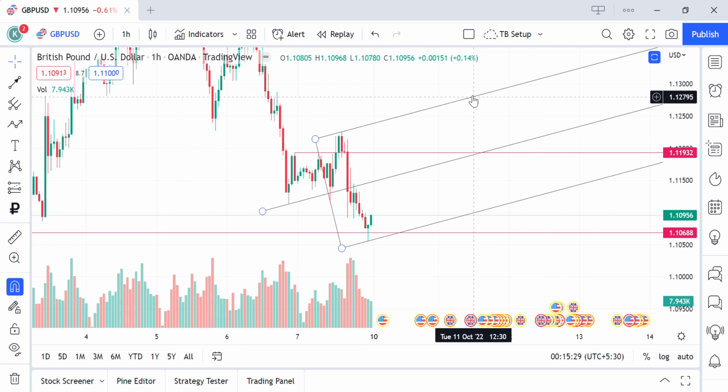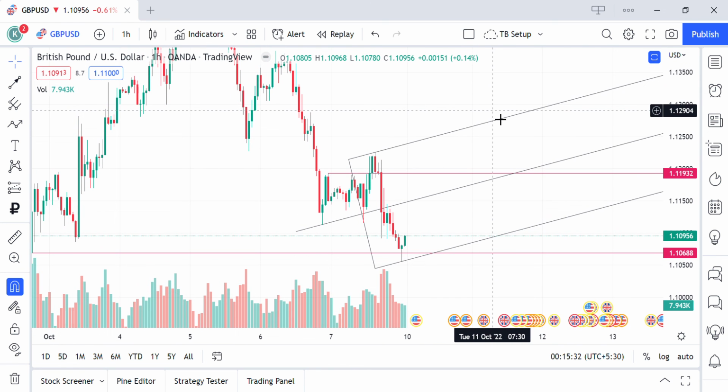So this is my analysis for next week's GBP versus USD, guys. Let us see how price unfolds further.